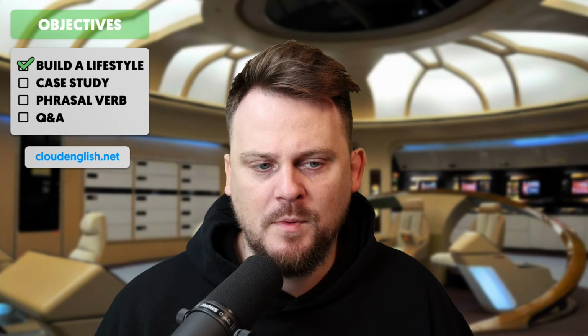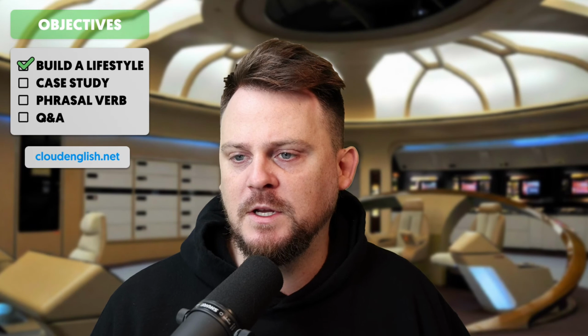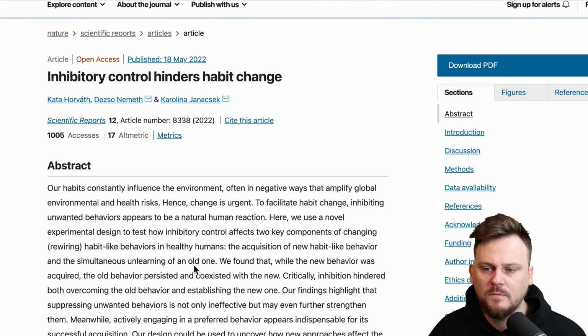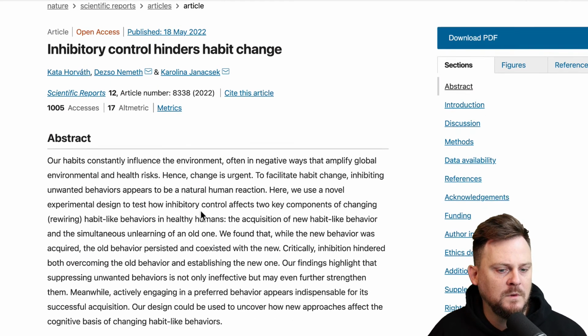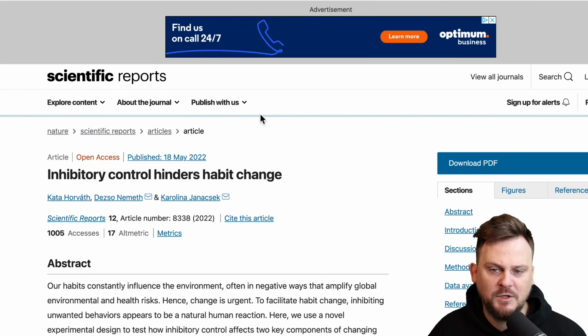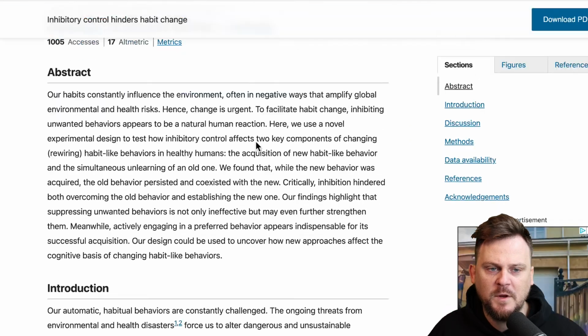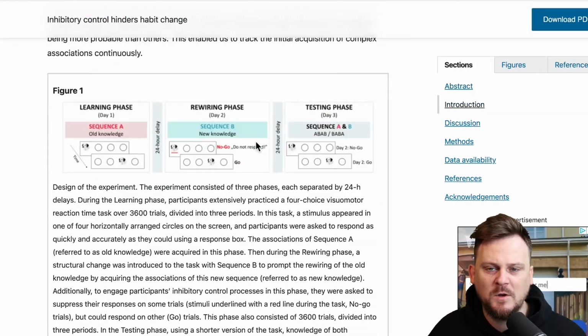Before, I found a paper in Nature that is also focused on habits, and there's a really interesting angle to this Nature paper and the findings in Nature. So I want to share that quickly, actually. Let's hop over here. So this paper, called Inhibitory Control Hinders Habit Change, is, I can't pretend I completely understood all of it, because the way that they conducted the experiment is a little complicated.